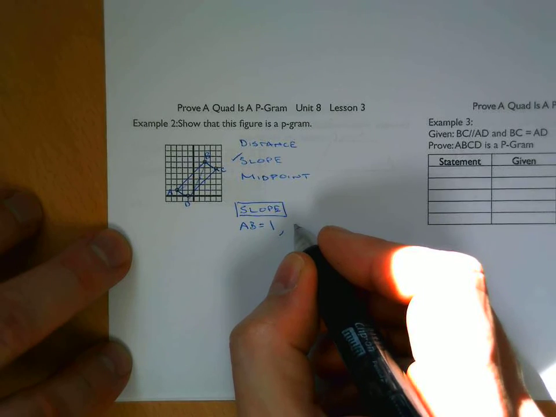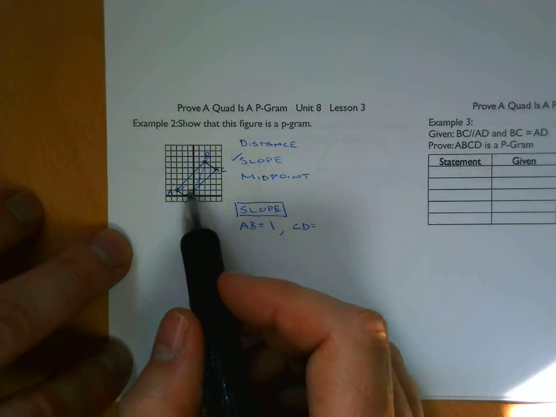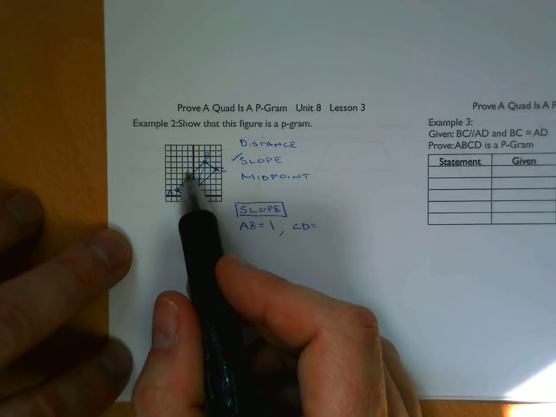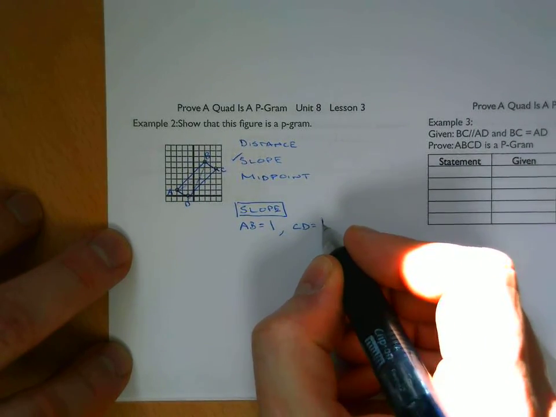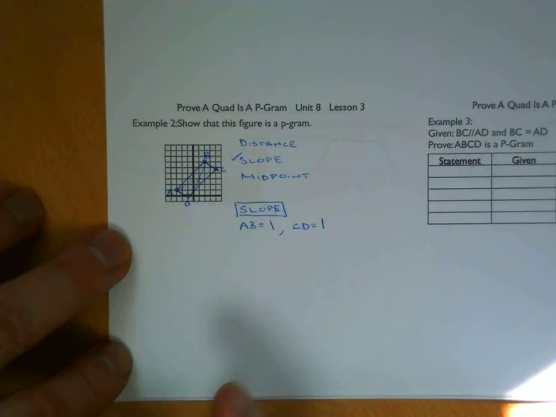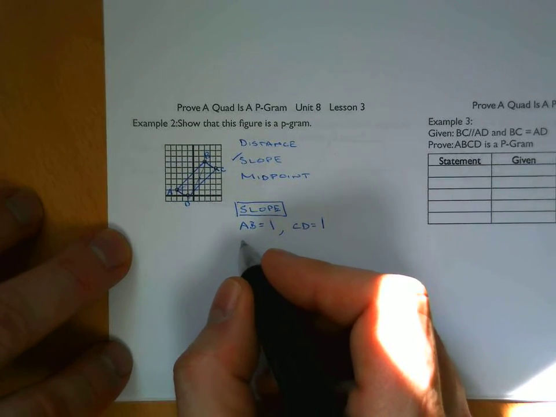Let's hope CD is exactly the same. 1, 2, 3, 4, 5. 1, 2, 3, 4, 5. Yep, 5 over 5 is 1. So those opposite sides are parallel, but don't forget we've got to do it for both.